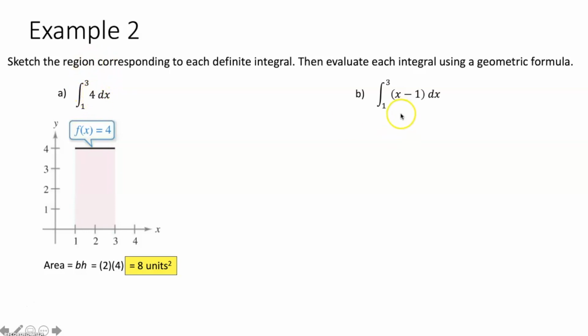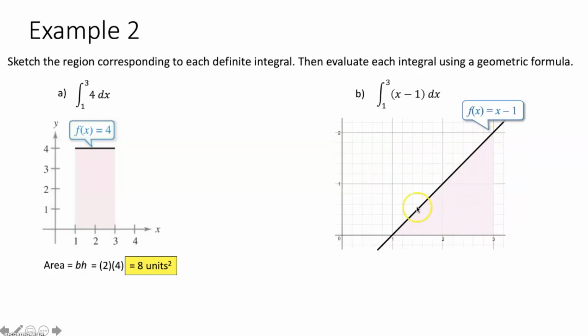Part B, doing the same thing. First thing we do is sketch our function. Our function in here is y is equal to x minus 1, meaning we have the equation of a line with a slope of 1 and a y-intercept at -1. So if we sketch that line and then shade under that line on the interval from x is equal to 1 to x is equal to 3, we get a triangular region that looks like this.